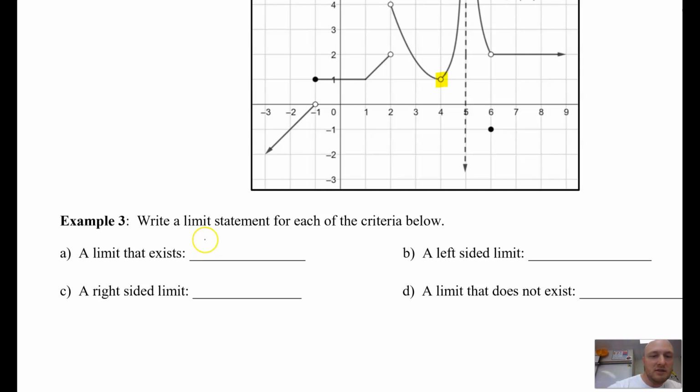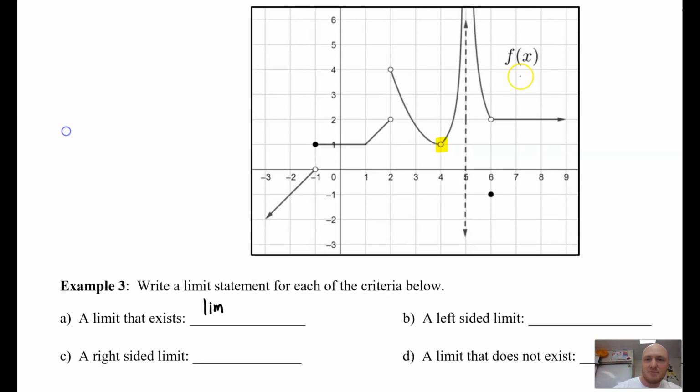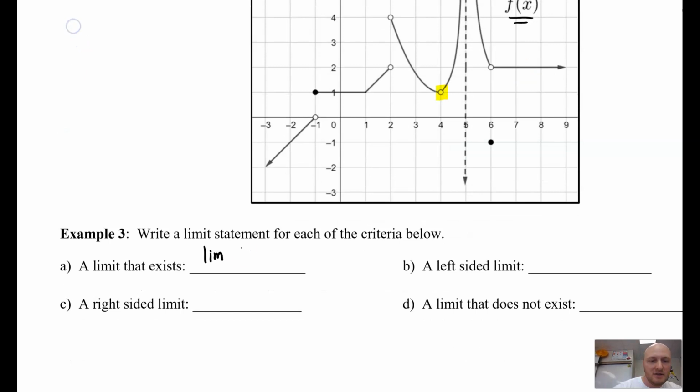So I'm going to say, okay, the limit, L-I-M, lim. Now what's the function? The limit of f of x. That's my function right here, f of x. And then what's the x value? 4. So x arrow 4. X is approaching 4, and it's small, right underneath the limit. Okay, so the limit of f of x as x approaches 4, and then let's go ahead and give an answer. Well, that y value would be 1. Okay, so that's a limit that exists.